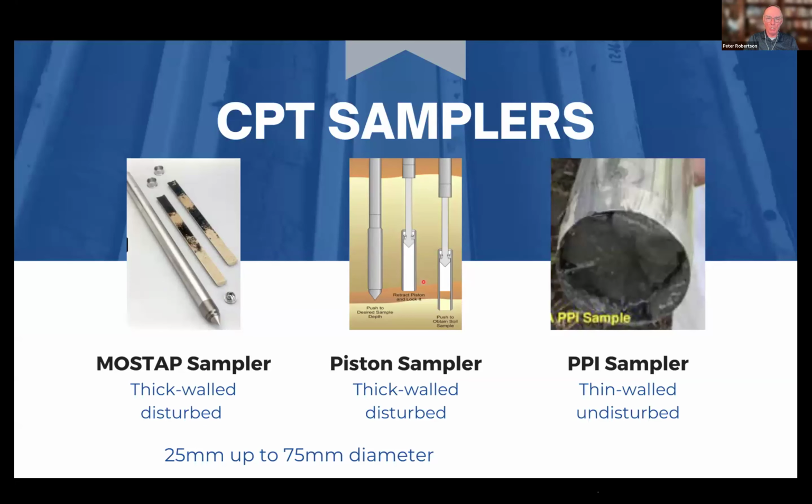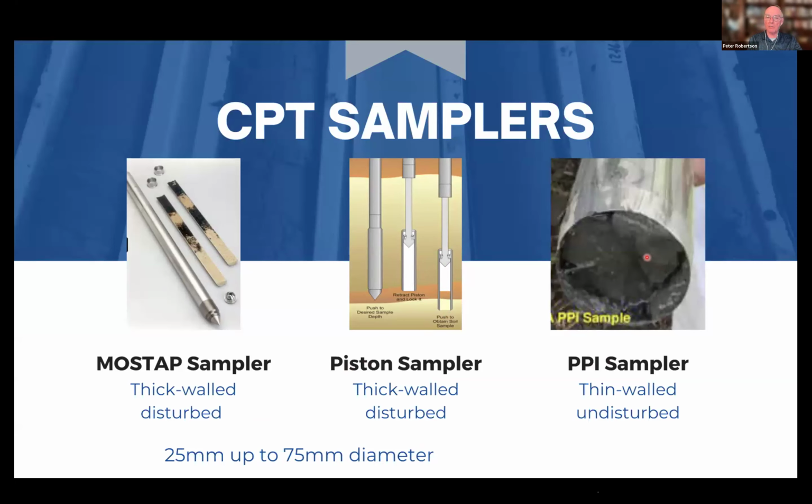You push it down, you pull back to open up the sample tube, and then it locks into place, and you push down and you get a sample. Both of them, typically the sample varies from about 25 millimeters up to about 50 millimeters, but can go as large as 75 millimeters in soft soils.